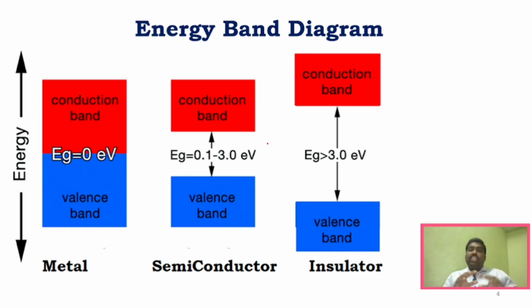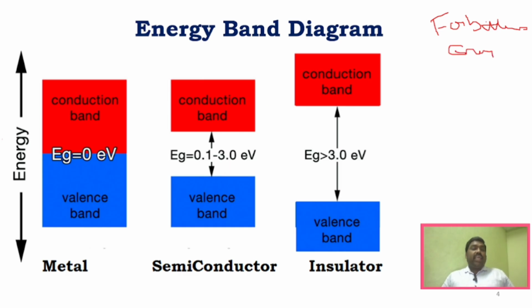If you take the energy band diagram, we have the valency band and the conduction band, right? And we have a forbidden energy gap. There is something called the forbidden energy gap, the gap between the conduction band and the valency band. That is called the forbidden energy gap, right?